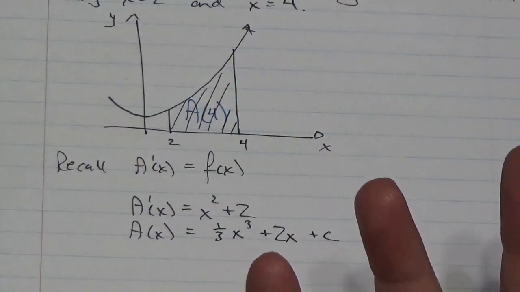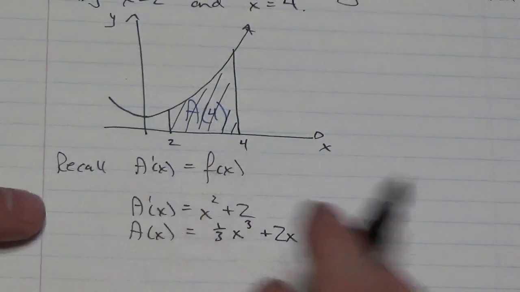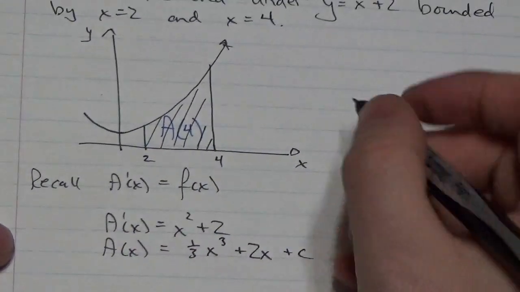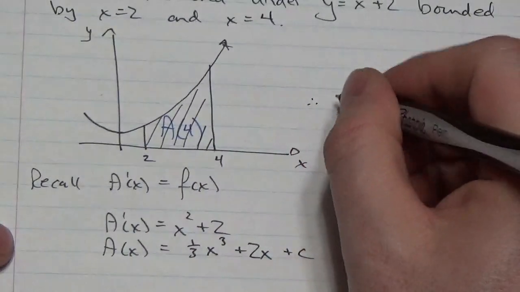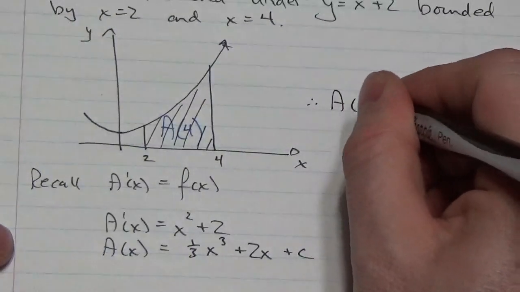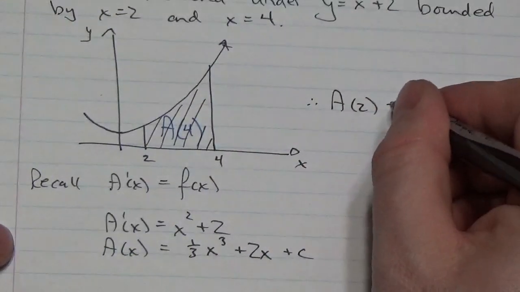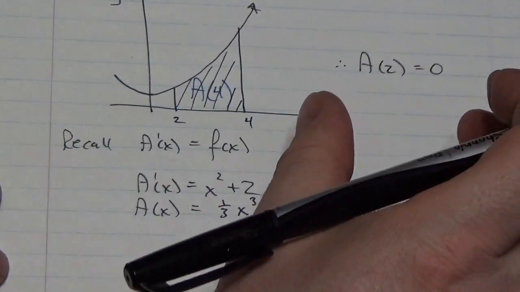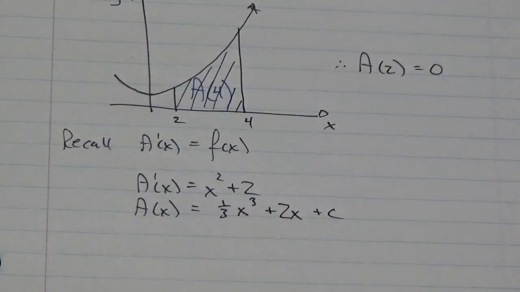Guessing that there's this function that exists that finds the area from 2 to some value x here. But remember, based on this diagram right here, if my area function is evaluated at 2, I know that the answer to that should be 0. So I can use that as a boundary condition for this particular function here.